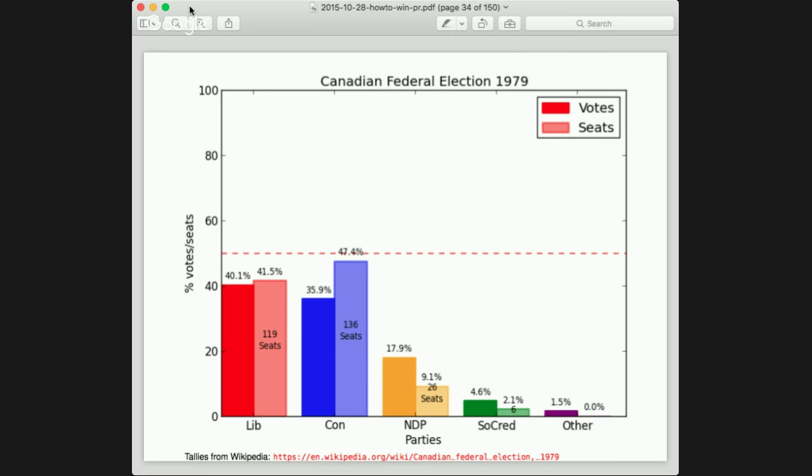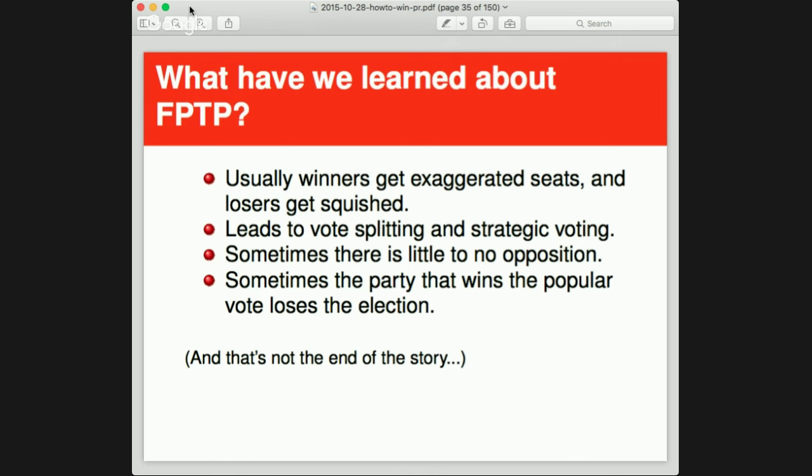So what have we learned? What I hope you've learned is that winners usually get exaggerated, losers usually get squished. You get a lot of vote splitting and strategic voting, which those of us who don't necessarily support the main street parties don't like. Sometimes you get these lopsided majorities, little to no opposition, and sometimes the party that wins the popular vote loses the election. There are a lot of other things that people can say about First Past the Post, but that's probably enough for the kinds of stories that I'm hoping to tell.